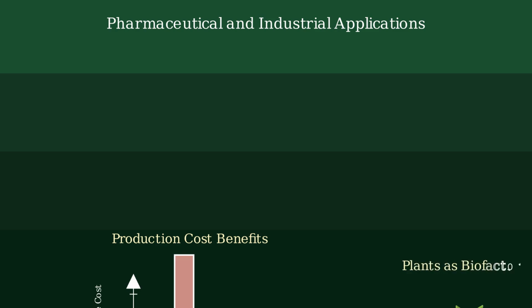Plants, as biofactories, offer a unique advantage. They can produce complex compounds through their natural growth processes. Once transformed, these plants can synthesize valuable compounds that accumulate in their tissues, ready for extraction and purification.